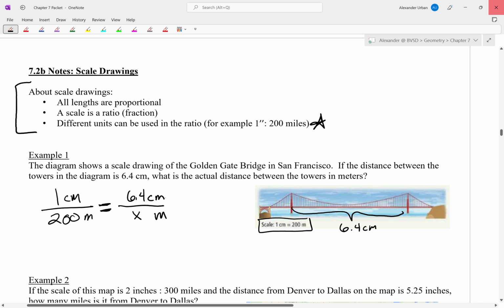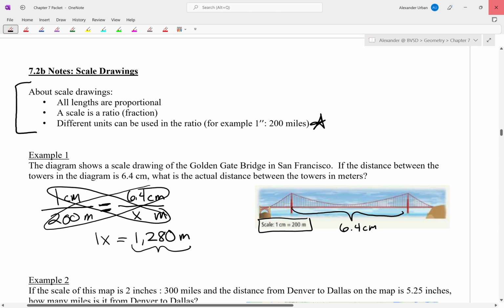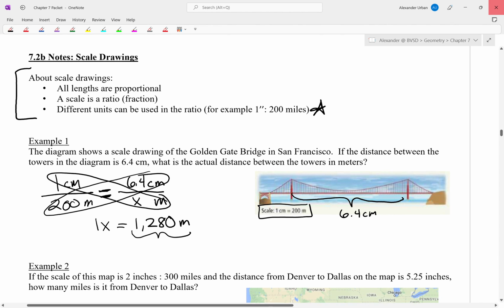I am going to use cross multiplication. I have, in this situation, 1x should be equal to, it looks like 6.4 times 200 is going to equal 1,280 meters. Well, the nice thing about this is it's already 1x. So our translation from 6.4 centimeters to meters, according to this 1 centimeter to 200 meters, is going to be 1,280 meters. Again, feel free to pause at any time, go back, watch this. We're going to go on to the next example though.